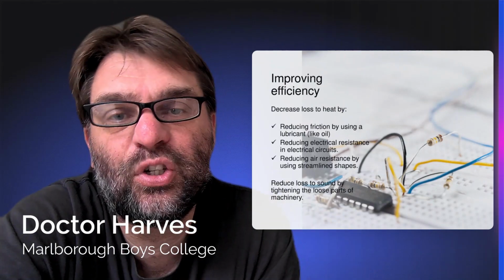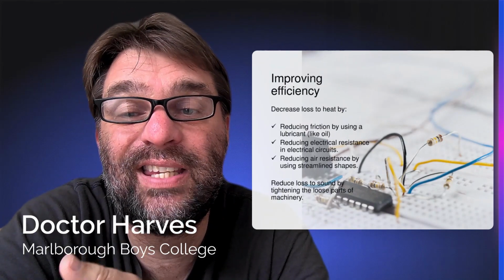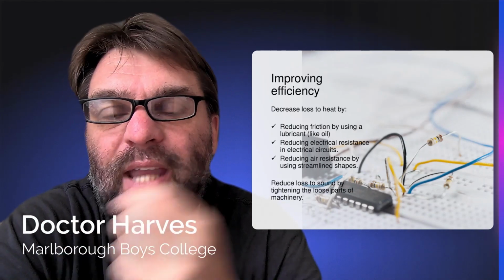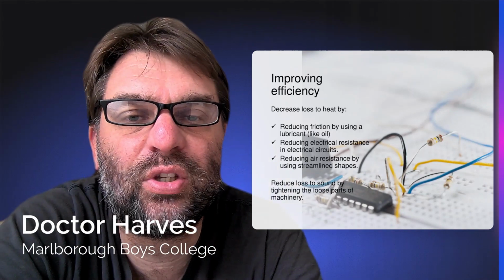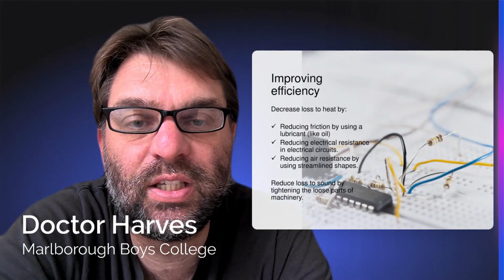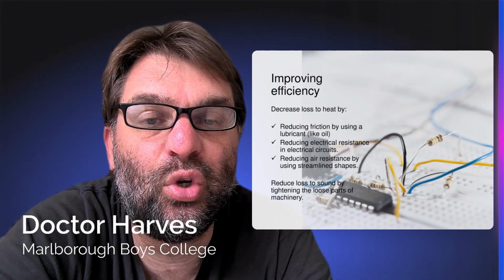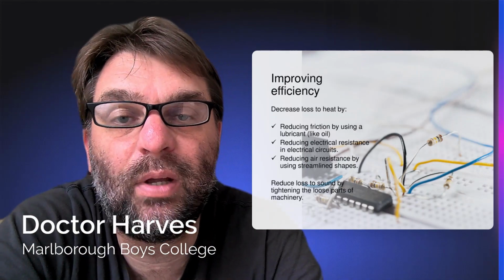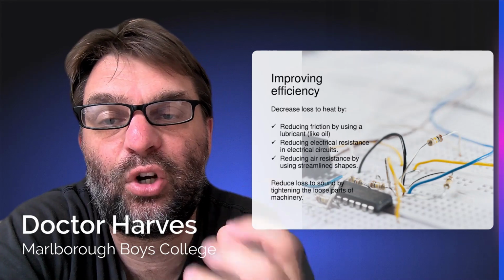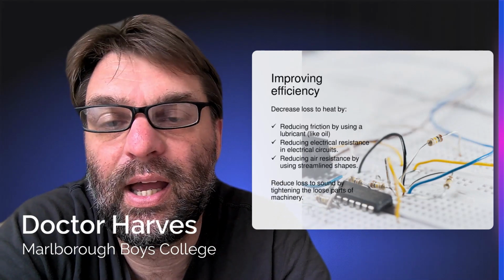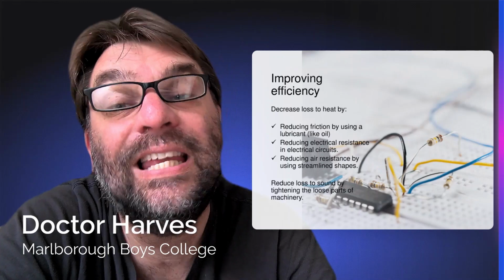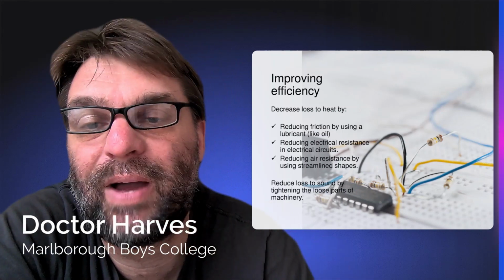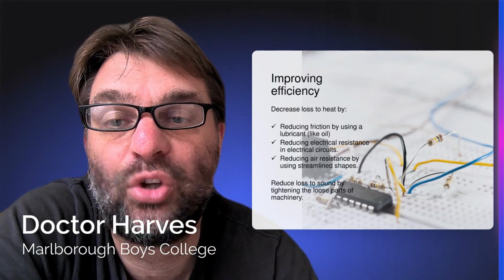Ways to improve efficiency, at least in terms of losing wasted energy to heat, include reducing friction in mechanical machines. You can use a lubricant like oil to reduce that, reduce electrical resistance in circuits, and reduce air resistance, for example in an aeroplane, by using more streamlined shapes, because then the friction is not converted into heat energy as effectively. You can also reduce the loss to sound by tightening the loose parts of machinery, not just loss to heat.